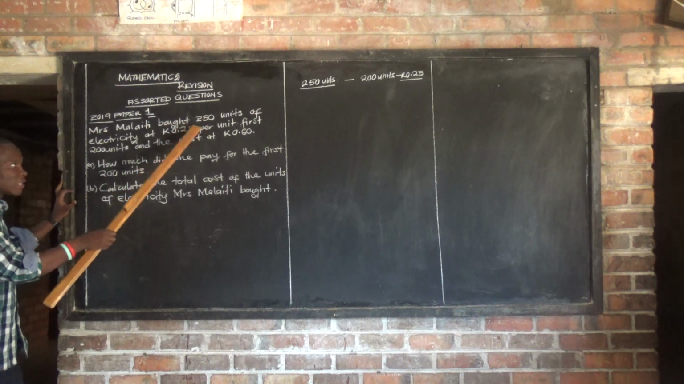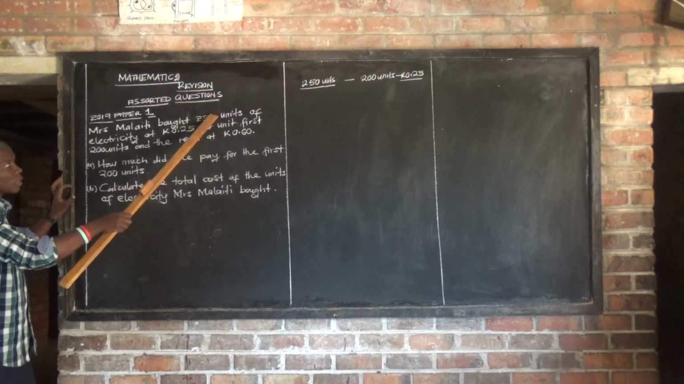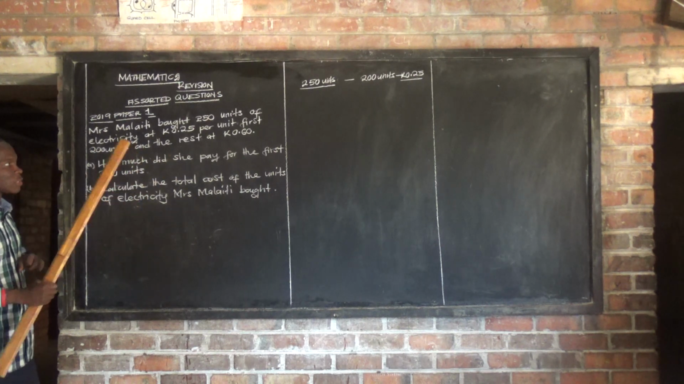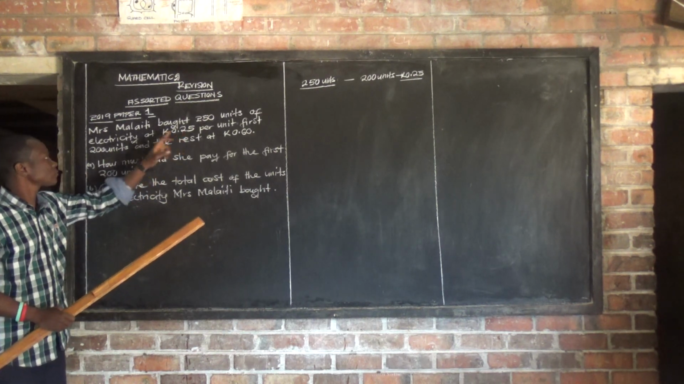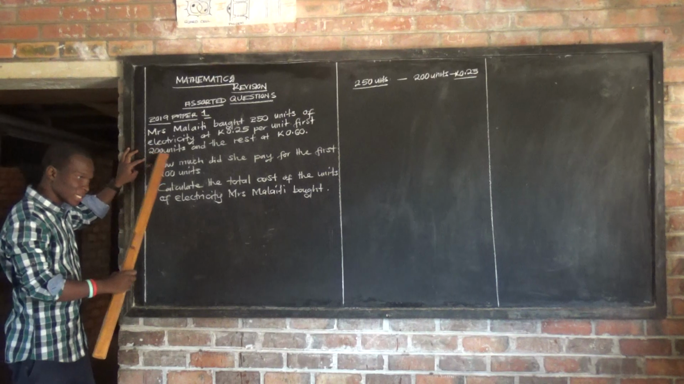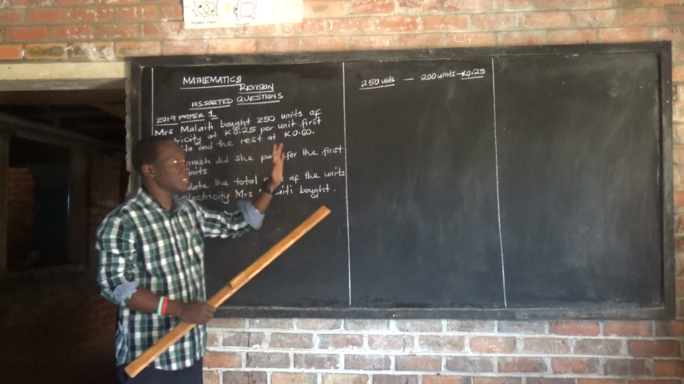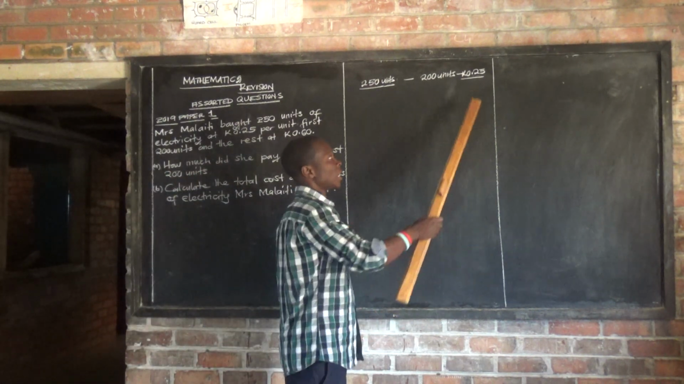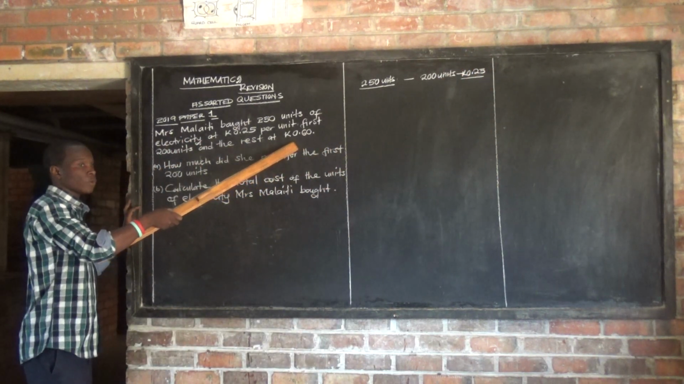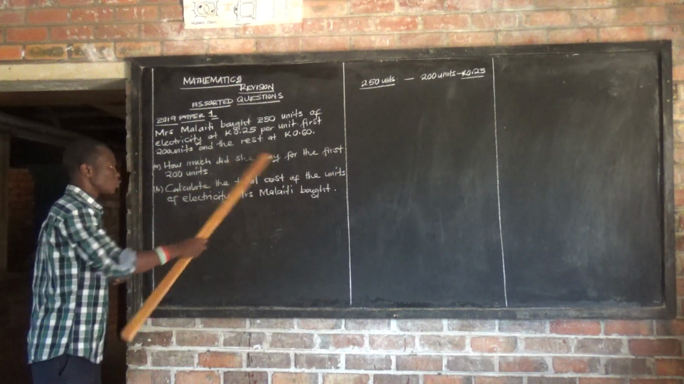Mrs. Malite bought 250 units. Out of these 250 units, the first 200 units, she bought each unit at 25 Ingwe. Just for the first 200 units, each unit cost 25 Ingwe. Then the rest is 60 Ingwe. So now the first question is asking, how much did she pay for the first 200 units?